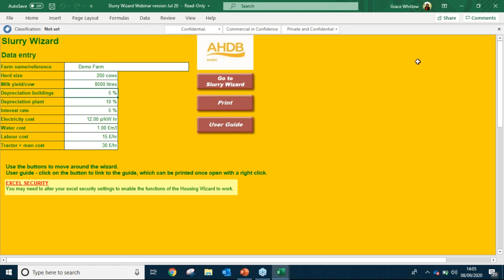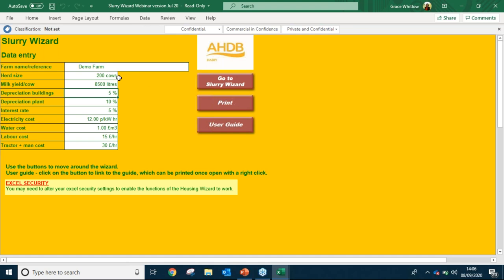So the Slurry Wizard was initially developed to help with NVZ compliance, so it's very NVZ related, although irrespective of NVZs, it's a useful tool to explore scenarios on farms with slurry storage and any changes that might be planned. So looking at the front page that is first opened up, we've got some information here which we can enter.